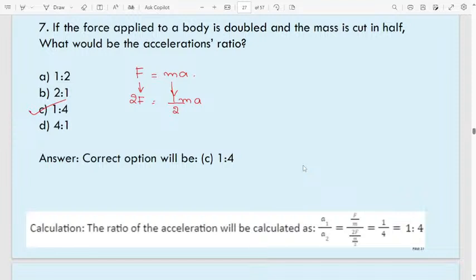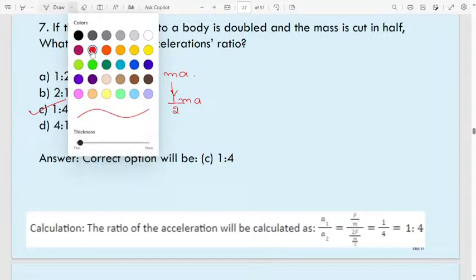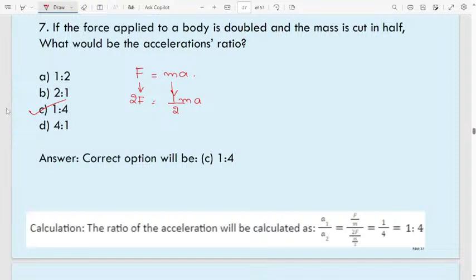Once again, 1 minute, I will check that one. Okay, last class I discussed the same question. Once again I will discuss this question, then I will move to the next question. If the force applied to a body is doubled, the force is double, F, it will become 2F. Then mass is cut off, M, it will be 1 by 2 M. Then what is the acceleration ratio? A1, A2 acceleration ratio they are asking.